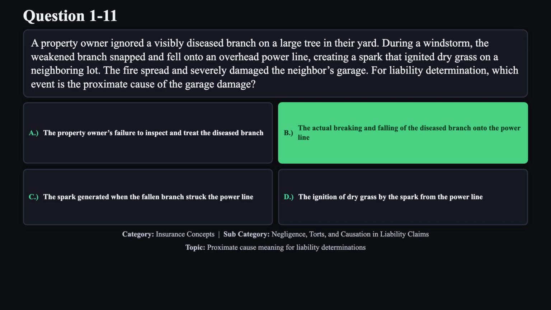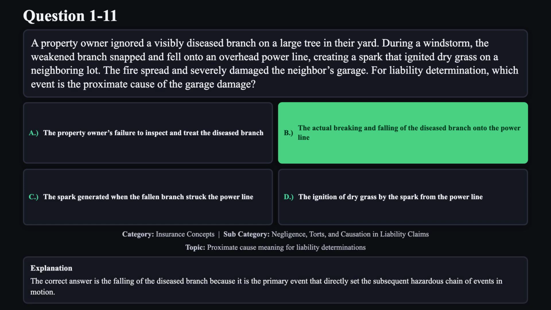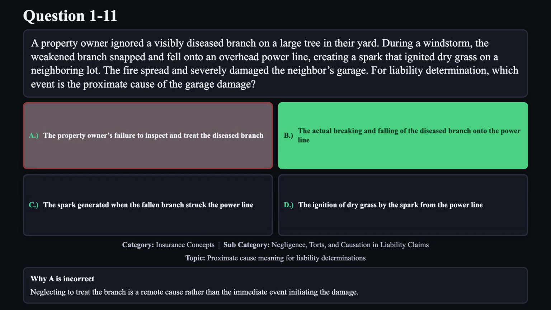The correct answer is B. The correct answer is the falling of the diseased branch because it is the primary event that directly set the subsequent hazardous chain of events in motion. Reason A is not correct. Neglecting to treat the branch is a remote cause rather than the immediate event initiating the damage.